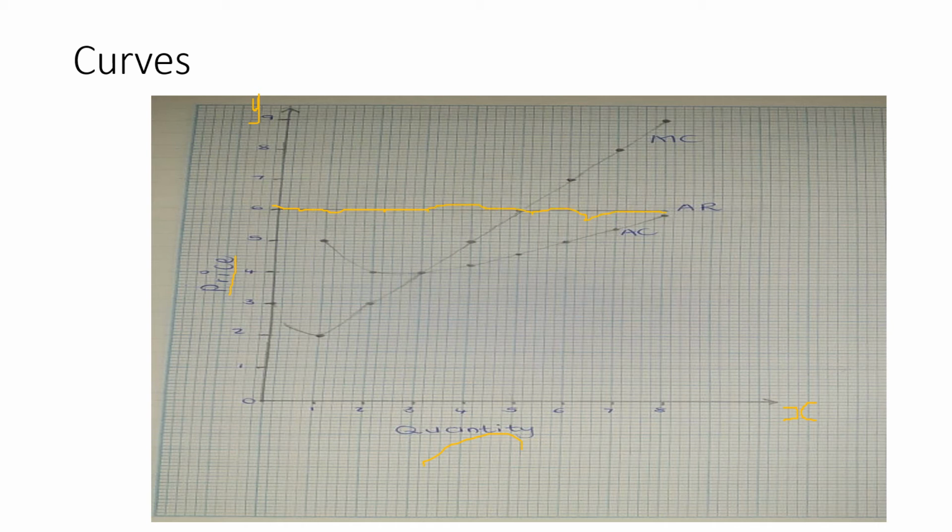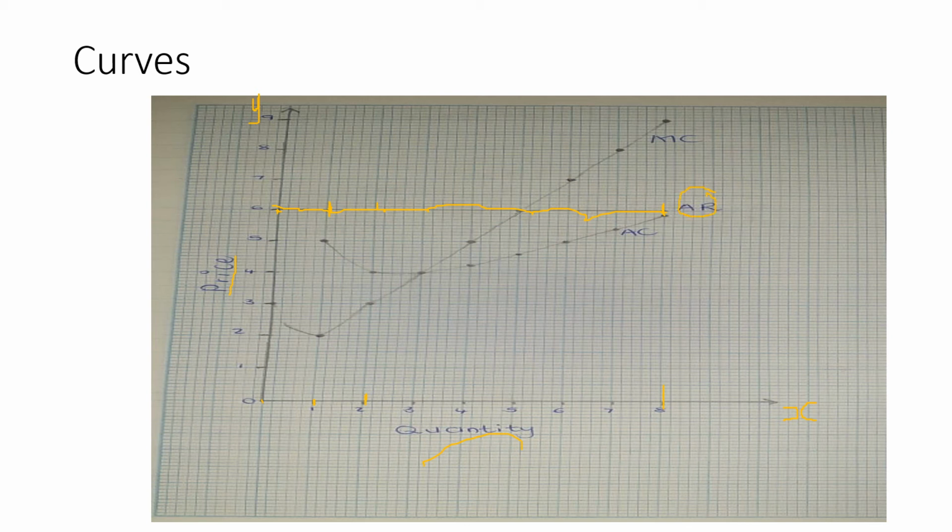What is this saying? This is saying at quantity 0, the average revenue is 6. At quantity 1, the average revenue is still 6. At quantity 2, the average revenue is still 6, and so on. Even if we supply 8 units of quantity, the price will still be 6 rand. So that is the average revenue that we will receive.